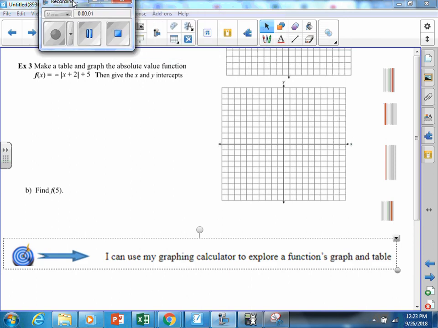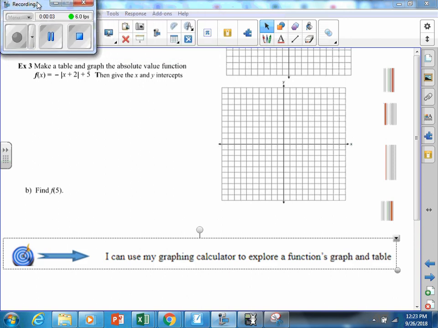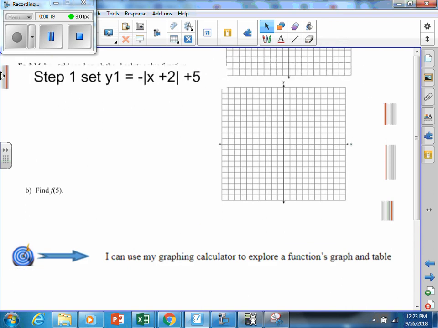Functions graph and a table. So in example 3, we have an absolute value here. Absolute value is not hard at all. Step 1, what we want to do is we want to plug the negative absolute value of x plus 2 plus 5 into our graphing calculator. And we do that as such.